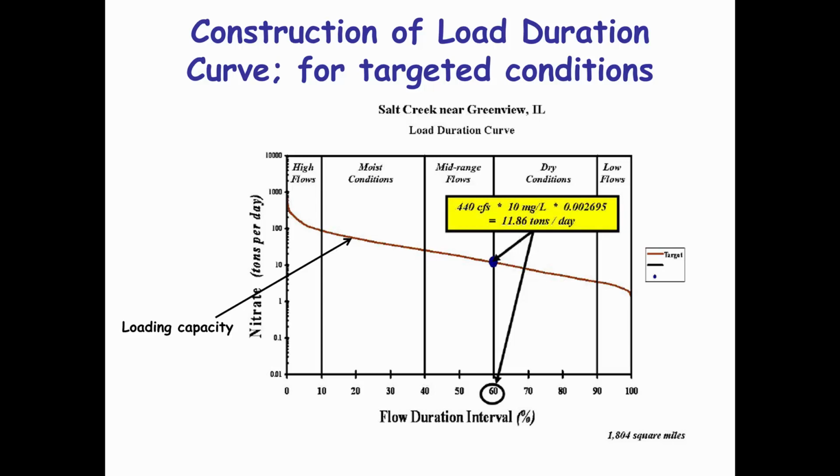All right, so for construction of a load duration curve, because the flow duration curve is the basis for the load duration curve, one calculation that is done is to determine the loading capacity of the stream. And here the loading capacity is defined as being the target, or associated with the target water quality concentration.